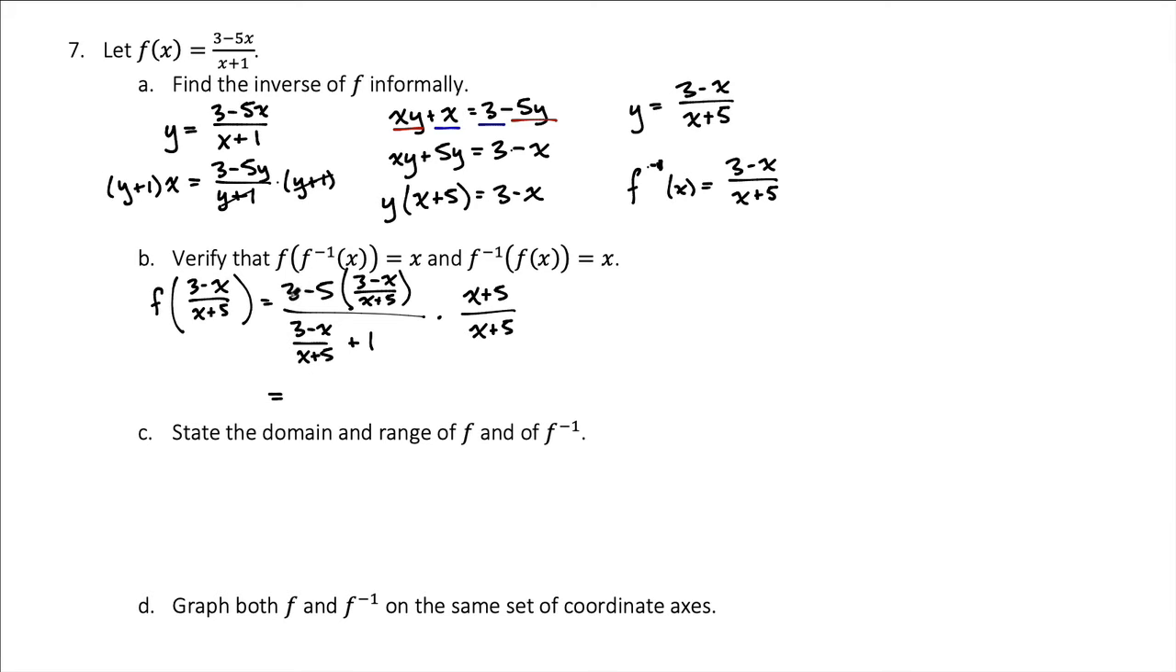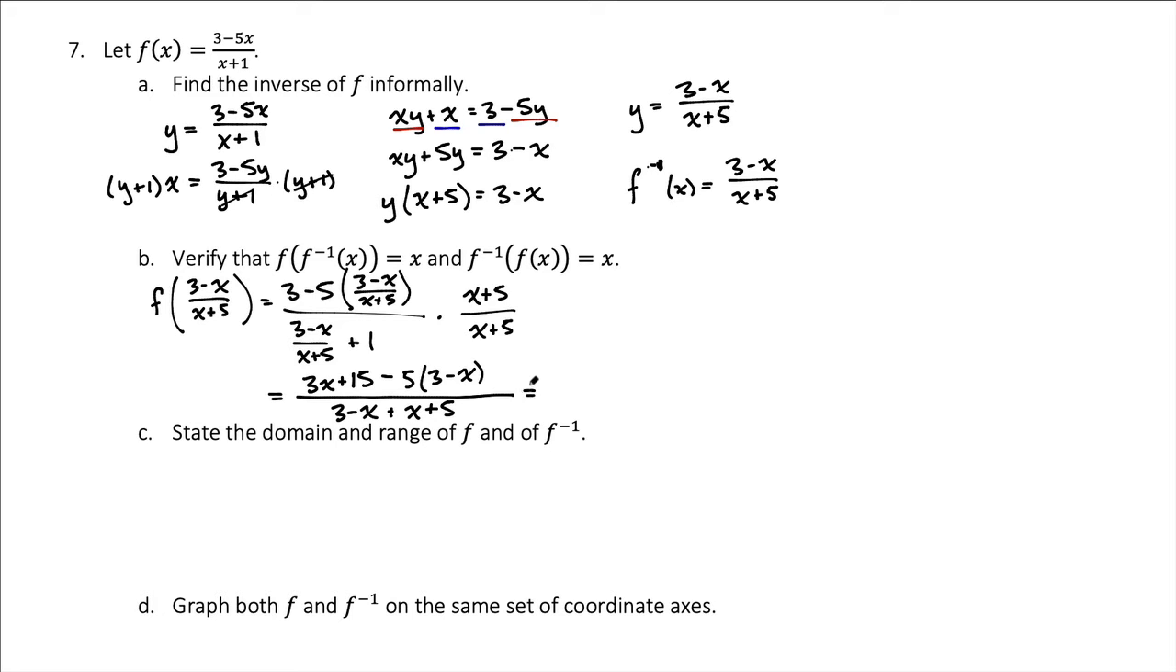So I take 3 times the x plus 5, that's 3x plus 15. And then minus, here the x plus 5 cancels, and we just have minus the 5 times 3 minus x. And in the denominator, same thing here. We've got 3 minus x over x plus 5 times x plus 5 just becomes 3 minus x. And then plus, well, 1 times x plus 5 is just x plus 5.